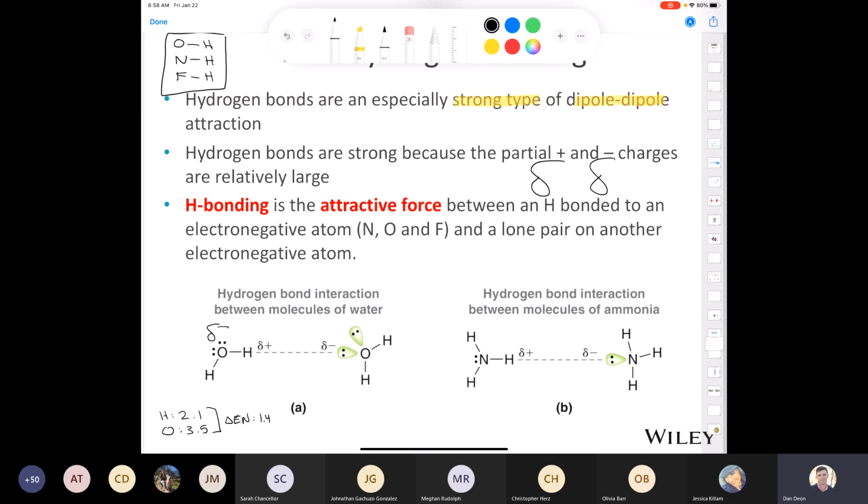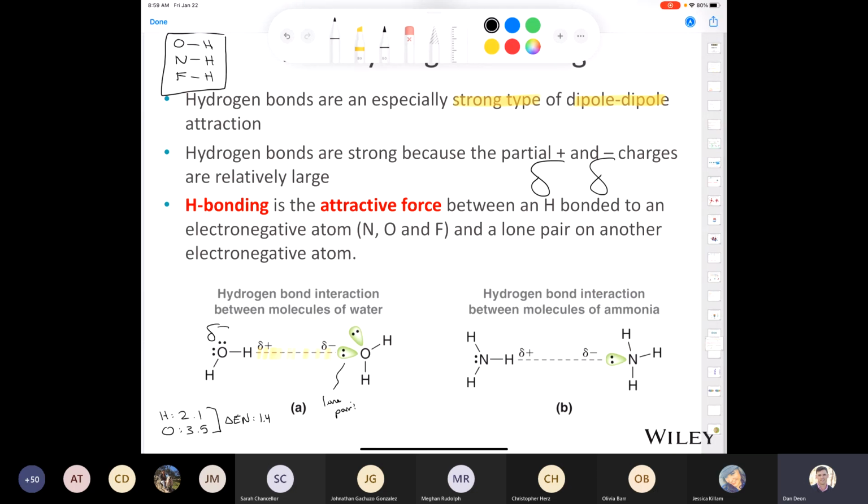The delta minus here is big. And so the attraction between the delta plus on a hydrogen and the delta minus on a lone pair of a neighboring oxygen is strong, very strong. And we call that a hydrogen bond. We represent it with a dashed line between a hydrogen and a lone pair. So this is a lone pair.